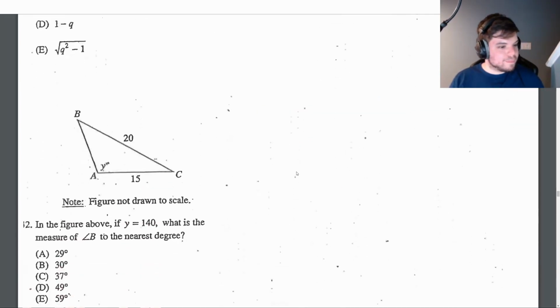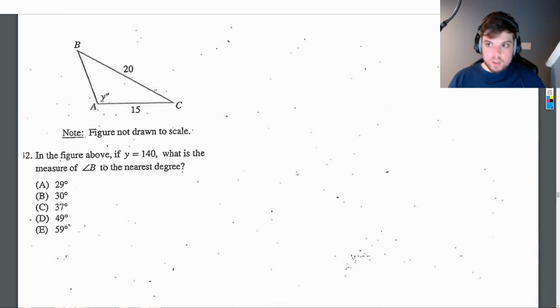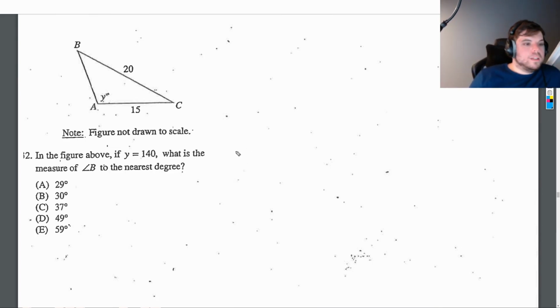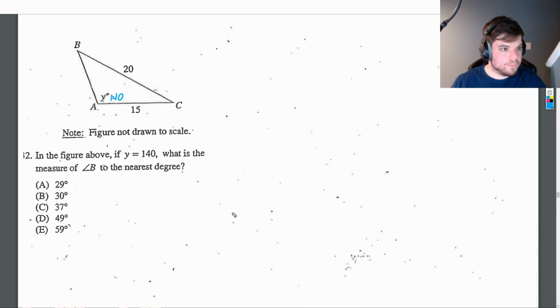Interesting problem. In the figure above, if y equals 140 degrees, what is the measure of angle B to the nearest degree? Okay, so y is 140. What is the measure of angle B?